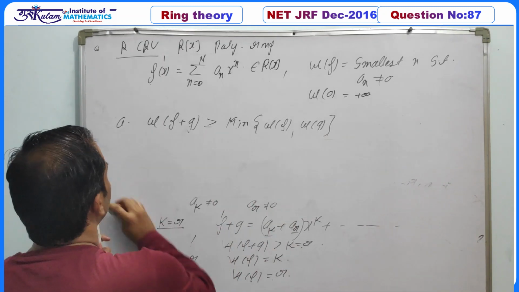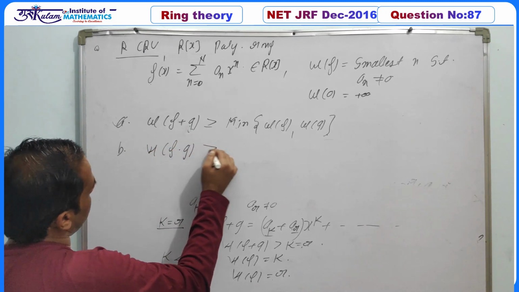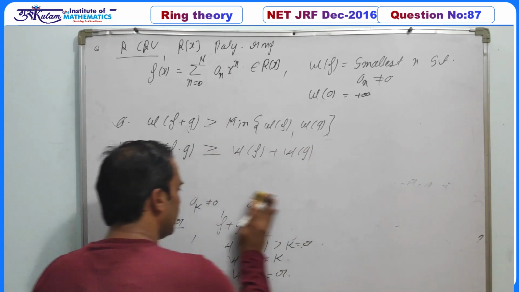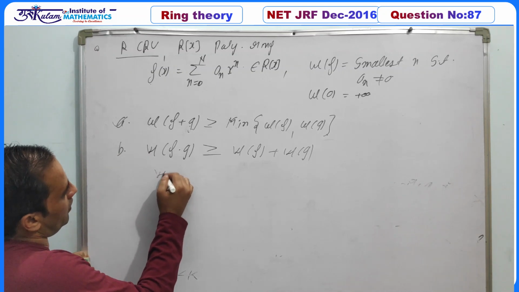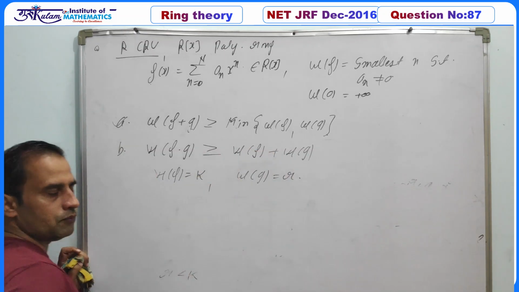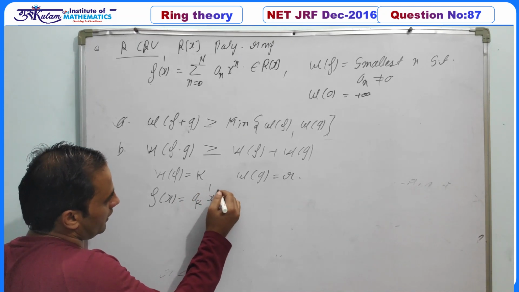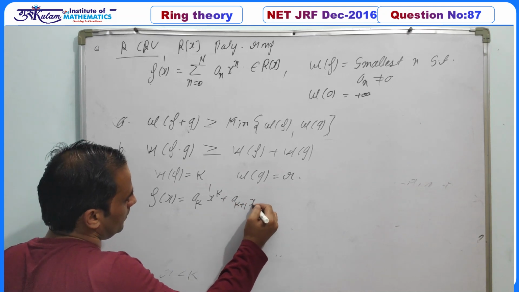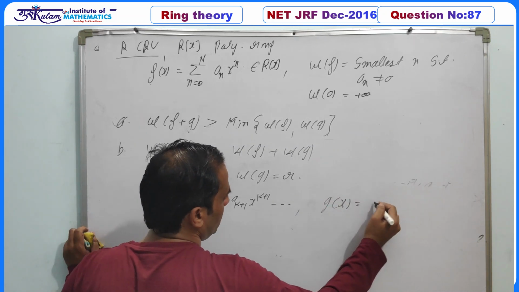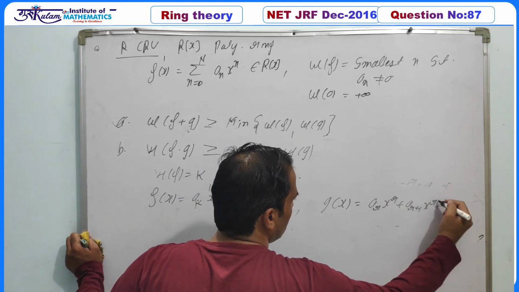The second option is W(fg) must be greater than or equal to W(f) plus W(g). So again, if we take W(f) equal to k and W(g) equal to r, then obviously f(x) must be equal to a_k x^k plus a_{k+1} x^{k+1} and so on, and g(x) must be of the form a_r x^r plus a_{r+1} x^{r+1} and so on.